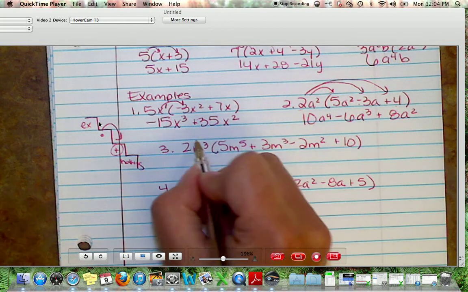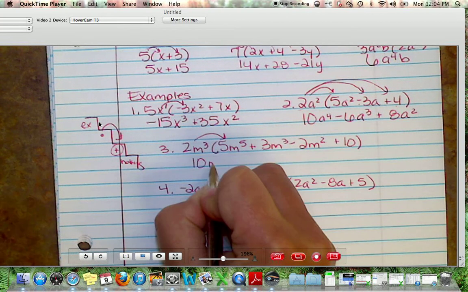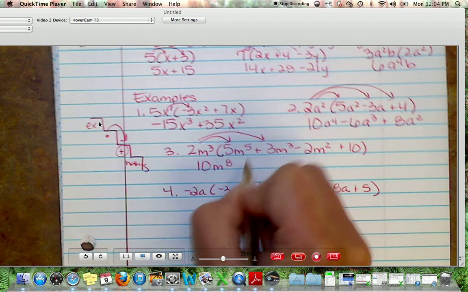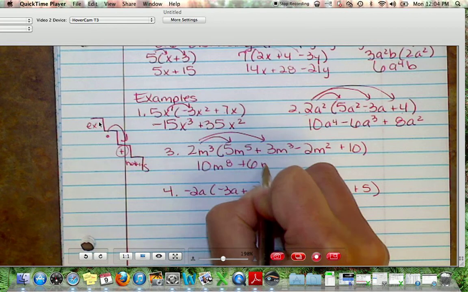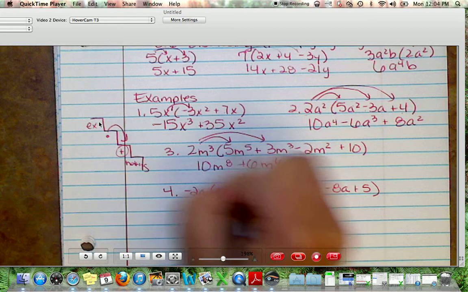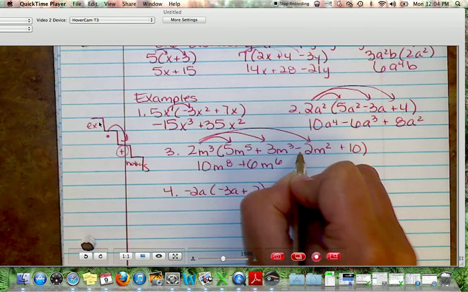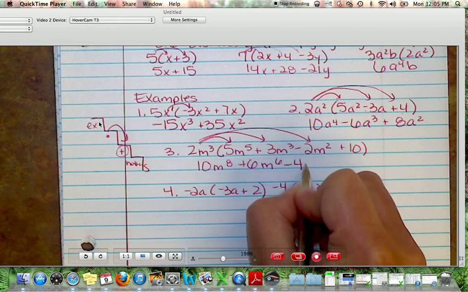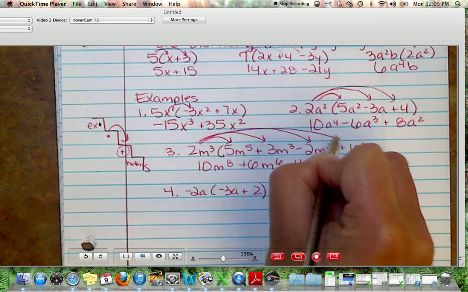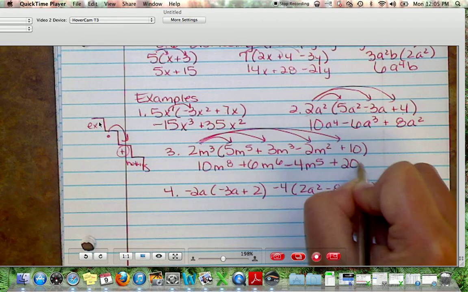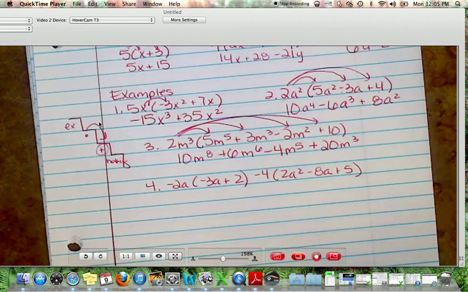All right, so let's give it a shot. So this gives me 10m to the 8th plus 6m to the 3 plus 3 is 6 minus 4m to the 5th plus 20m to the 3rd. How'd you do? So we are multiplying the coefficients, adding the exponents.